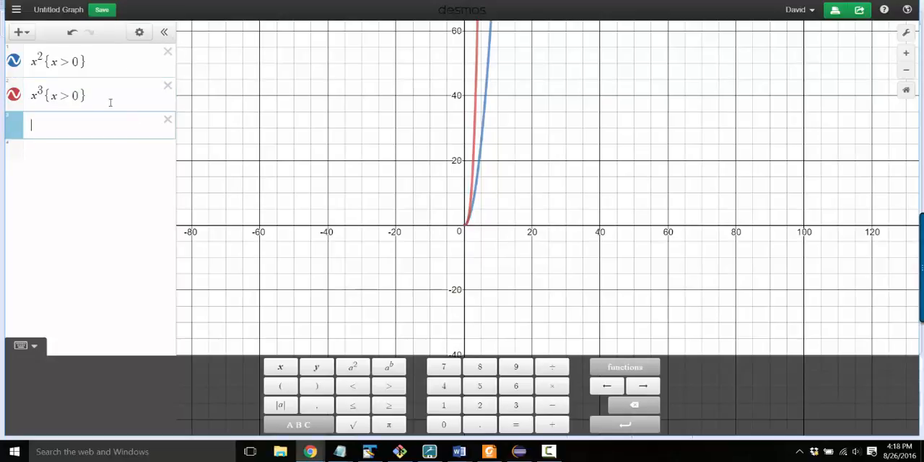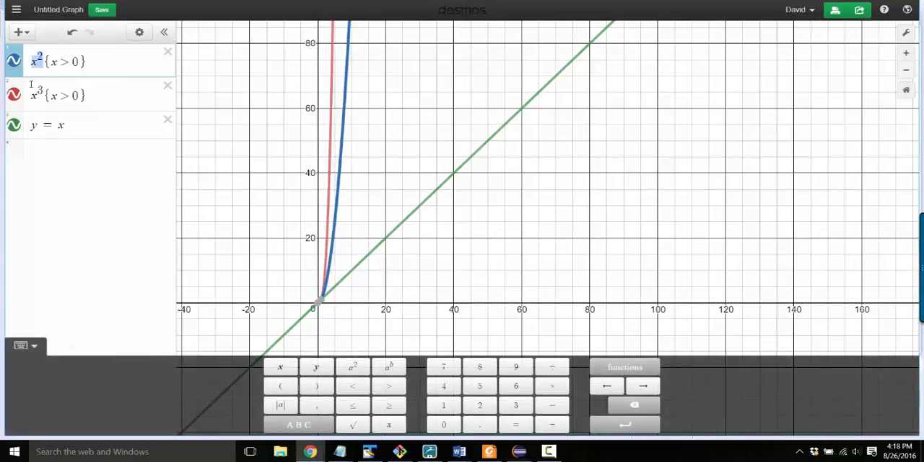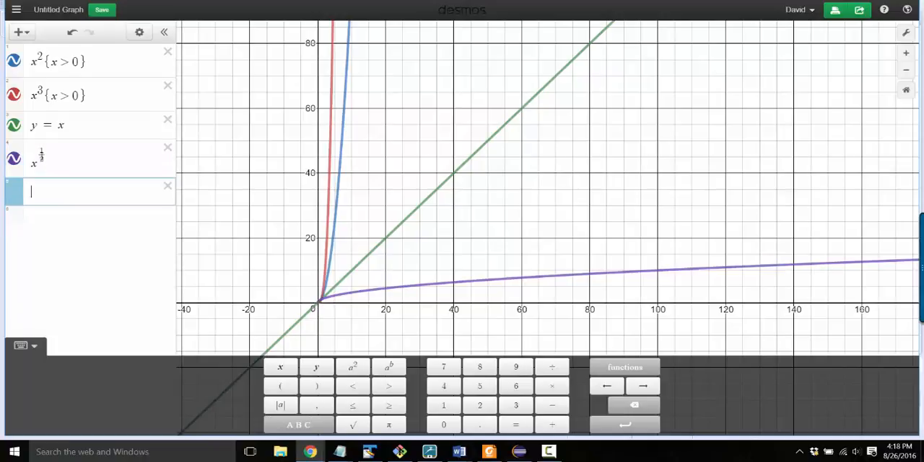Now let's look at the inverses of these two, and we'll compare the order of growth of the inverses to the order of growth of the originals. When I take inverses, graphically speaking, that's like reflecting them around the line y equals x. The inverse of x squared is going to be x to the 1/2. And the inverse of x cubed is cube root x, which is x to the 1/3, which again I'm going to restrict the domain of.